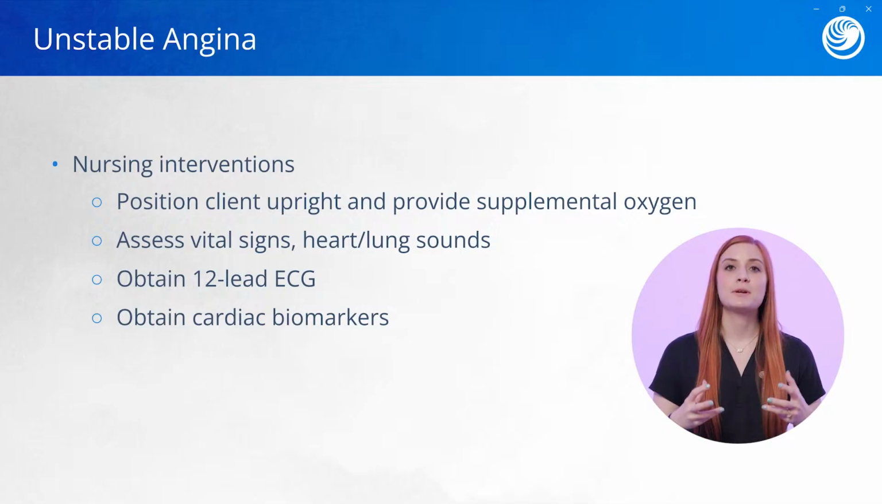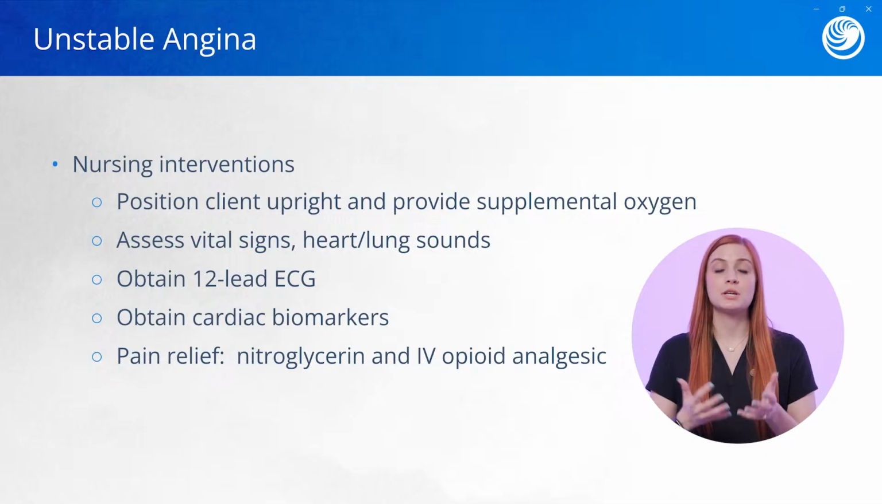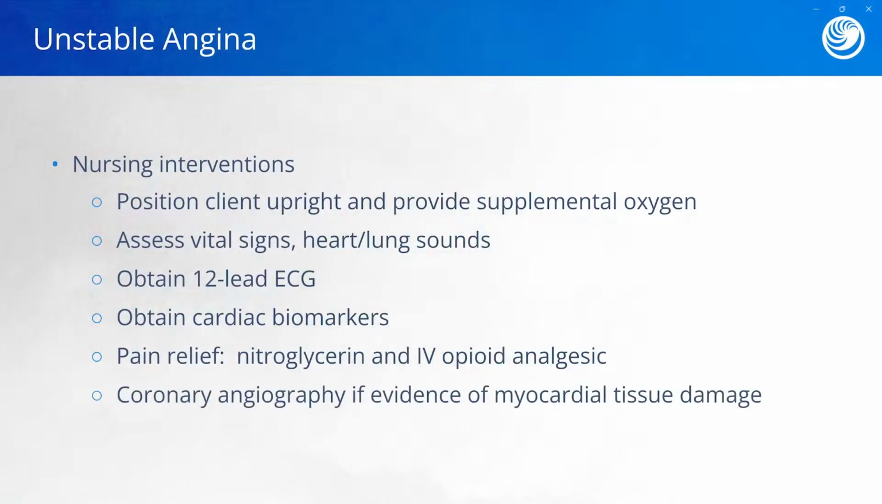If clients are experiencing pain that requires medication, we can administer nitroglycerin as well as IV opioid analgesics such as morphine. Morphine is going to decrease the preload and again decrease the work on the heart. It's also just going to reduce pain in general. Finally, if we have evidence of myocardial tissue damage such as ECG changes or an increase in serum troponin, coronary angiography is warranted. We need to perform a cath so the healthcare provider can go in and visualize areas of the heart for blockages as well as tissue necrosis.